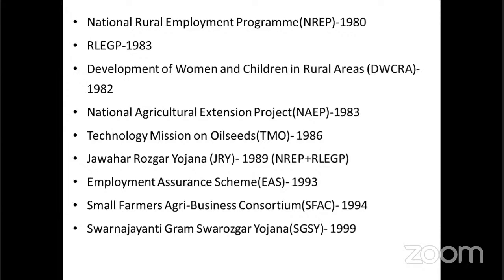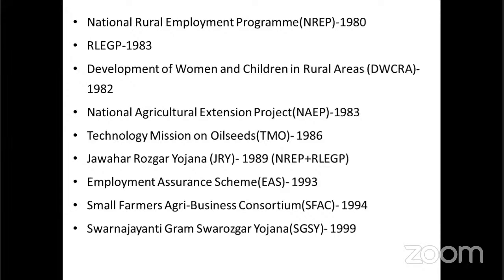After that, the Development of Women and Children in Rural Areas, DWCRA, was launched in 1982. DWCRA is mainly concerned with the development of women and also children. Next one is the National Agriculture Extension Project, which was launched in the year 1980.